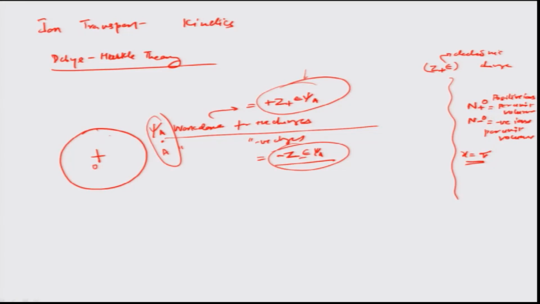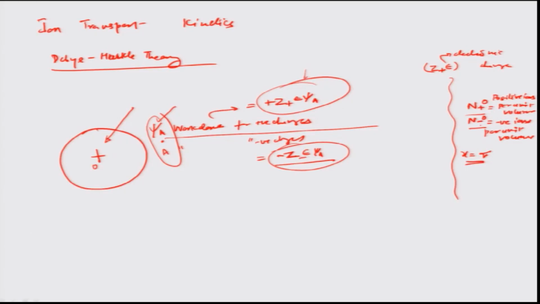Let us say there is a central ion of interest which is positively charged, and around this charge is a point A where the potential function is given by psi A. We also assume that there are about n plus 0 and n minus 0 positive and negative ions per unit volume at a distance radius r equal to infinity from this particular ion of interest, the positive ion of interest.